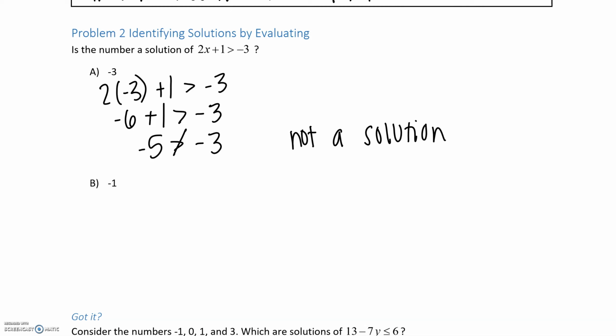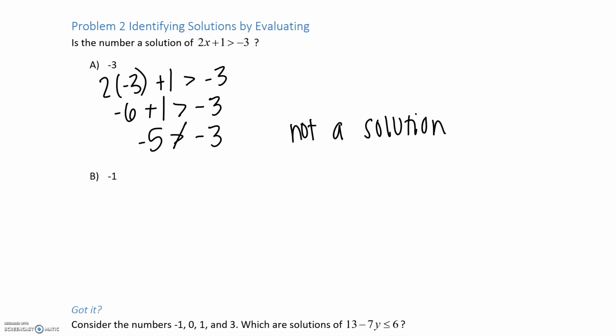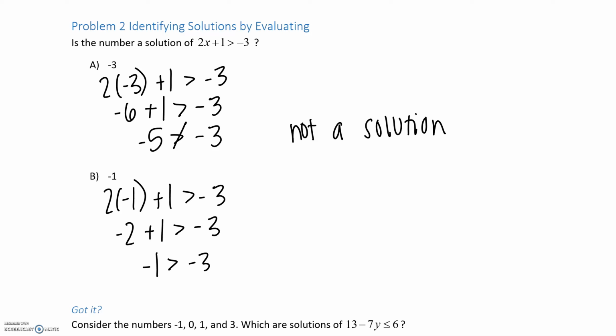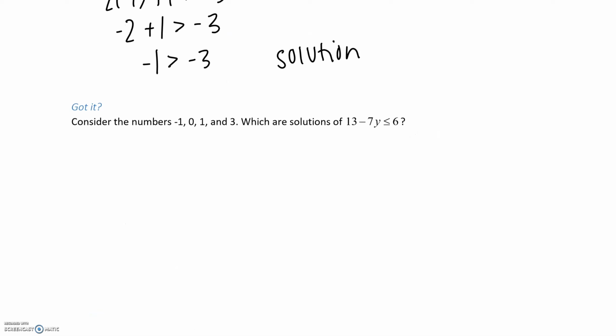Okay? Let's try it for the next one. If we have 2 times -1 plus 1 is greater than -3. So 2 times -1 is -2 plus 1 greater than -3. -2 plus 1 is -1 greater than -3. -1 is greater than -3. Therefore, this is a solution. Okay? So go on and try the got it problem on your own.